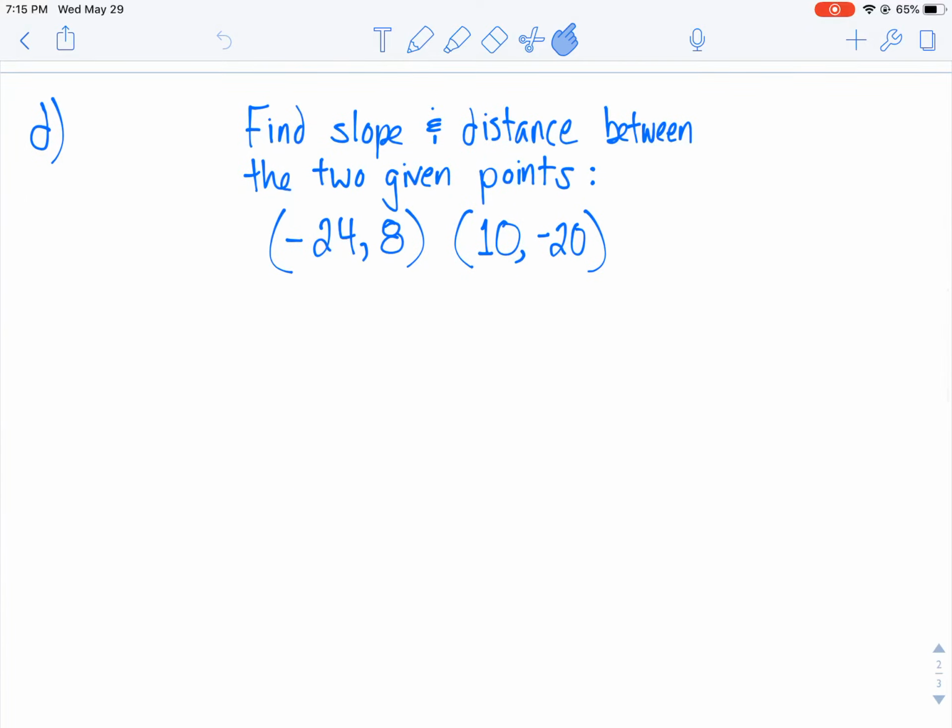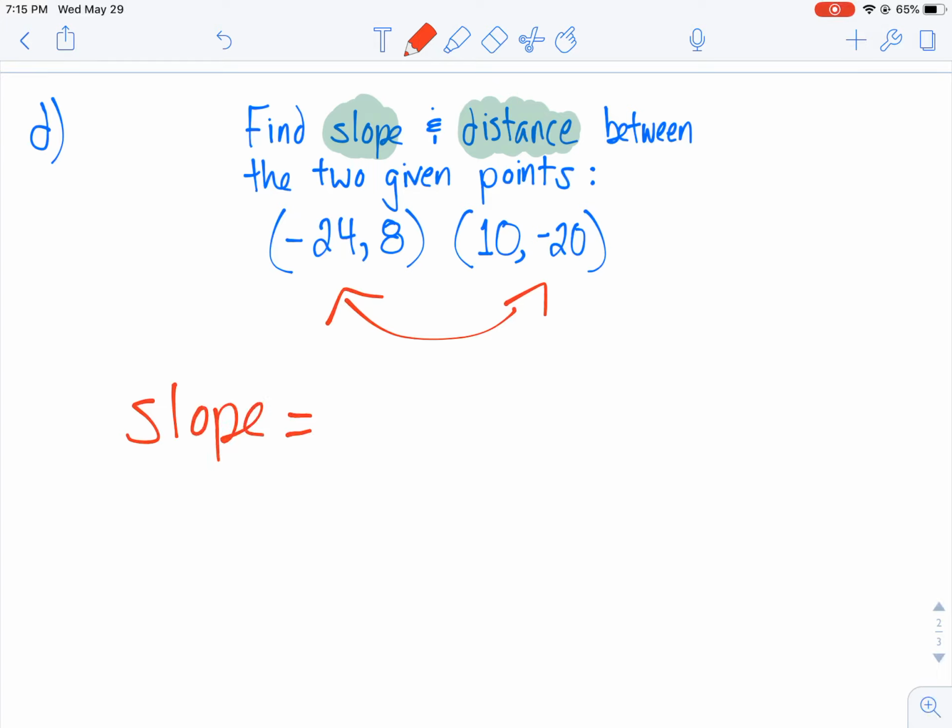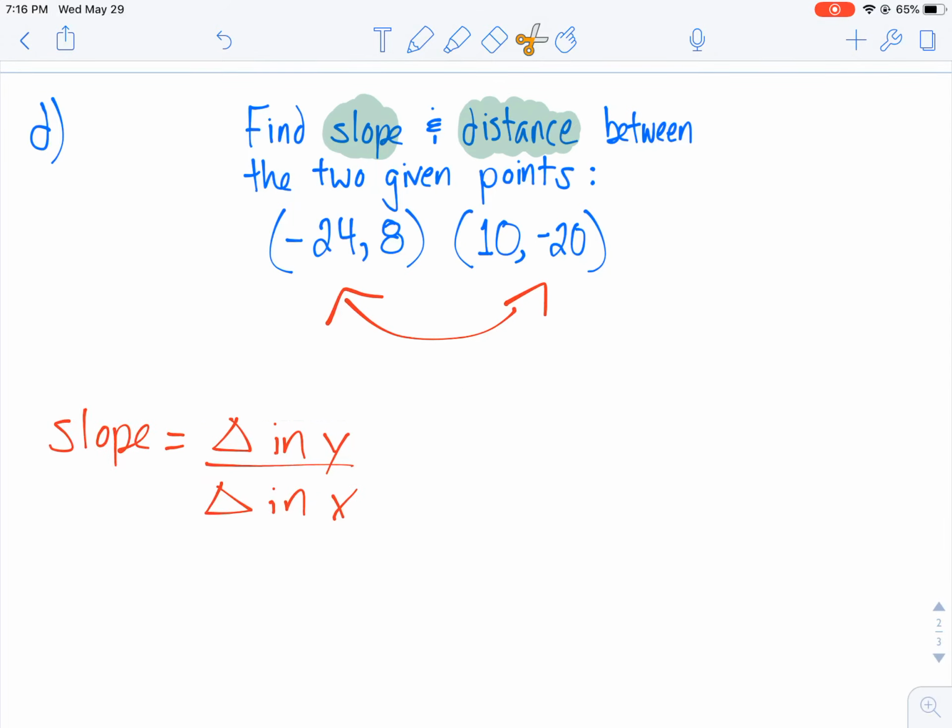I know it's been a little while since you've done these. All right, now you're finding two things here. You're finding slope and distance. They're not one and the same. So I want to find the slope between these two given points. So slope equals change in y over change in x. A lot of people memorize the formula y2 minus y1 over x2 minus x1, but it's good to just refer to it as change in y over change in x.